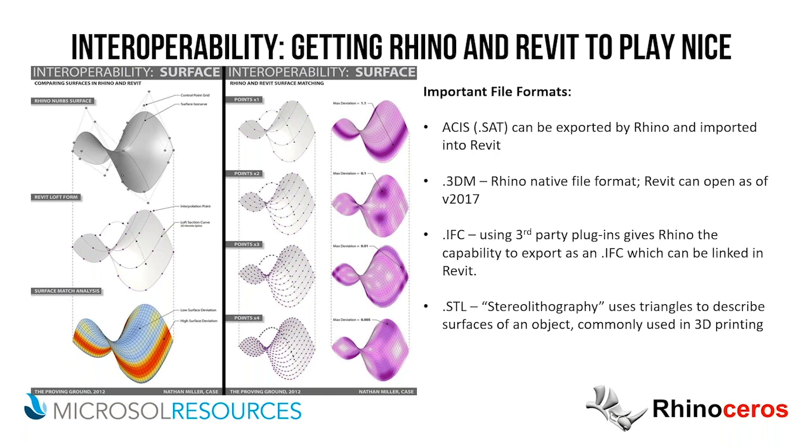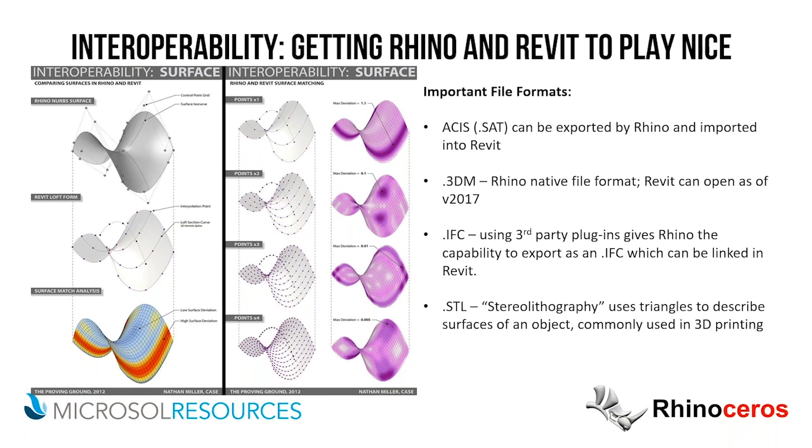IFC, which if you use Revit, you might be more familiar with. Rhino does not natively work in IFC, but there are some third-party plugins available that will let you define layers and materials and objects, basically, and export them using IFC. And then Revit can read that IFC file and kind of know where to put everything.